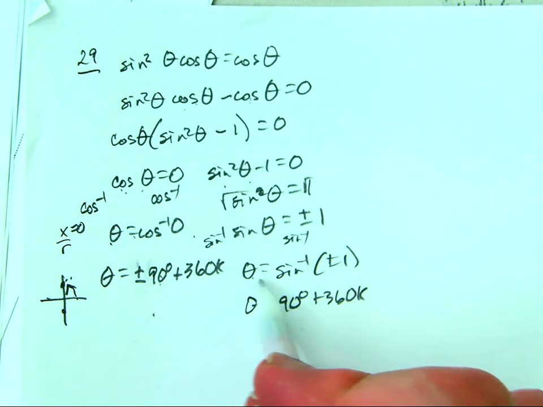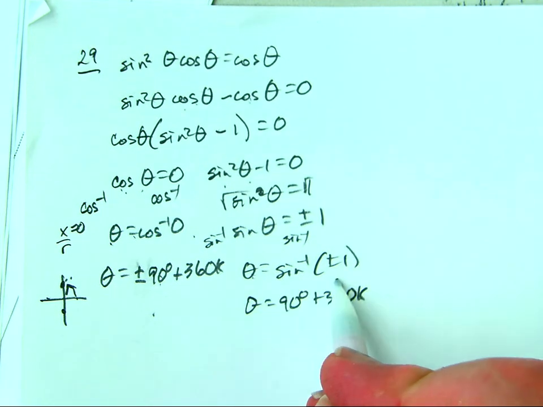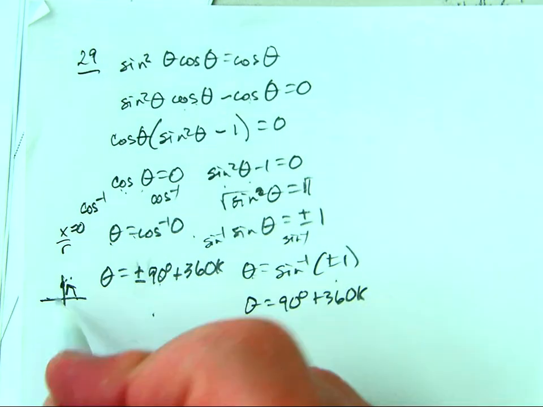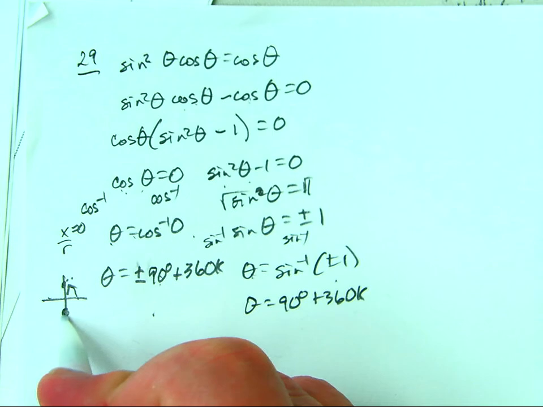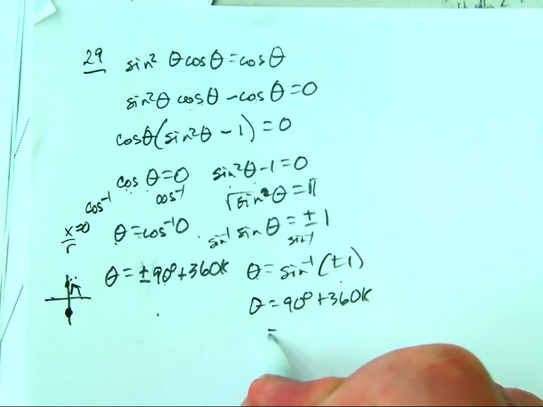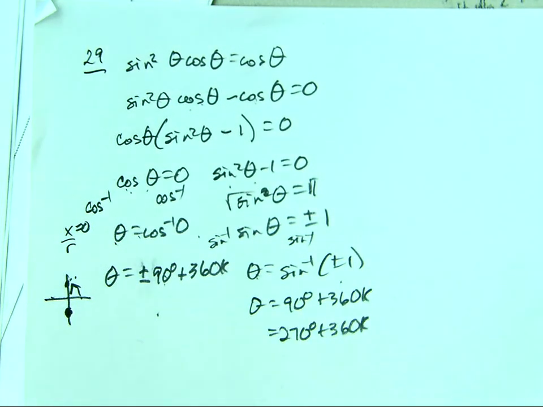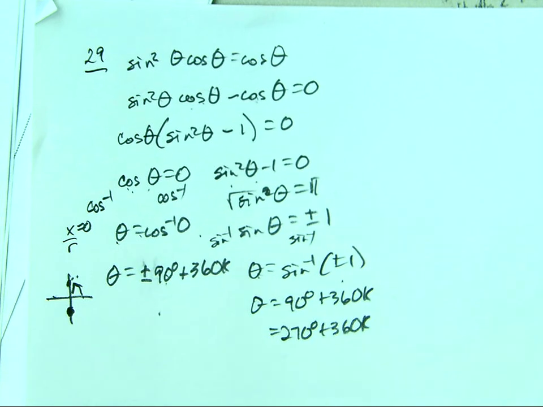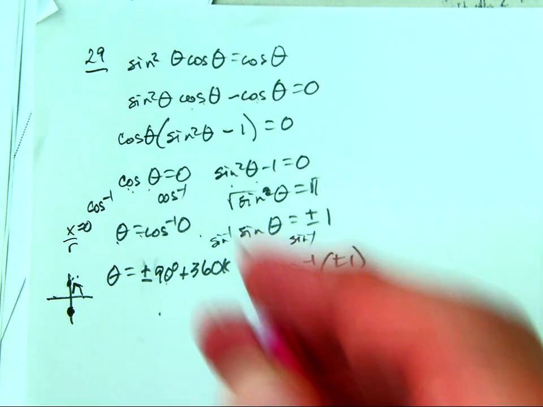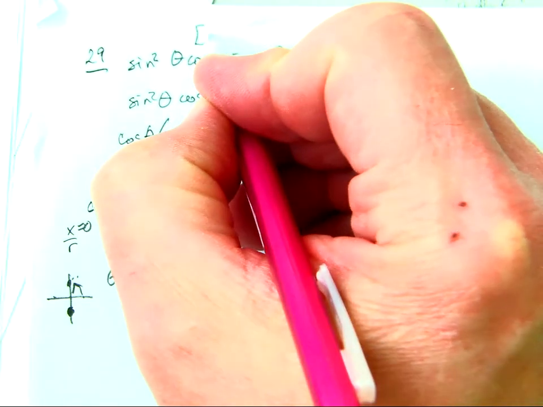Now we also have what angle has a sine of negative 1? Well, y equals negative 1 down here. So that'd be 270 plus 360k. So we're up to there right now. Now we're trying to find all the answers that are between 0 and 360.